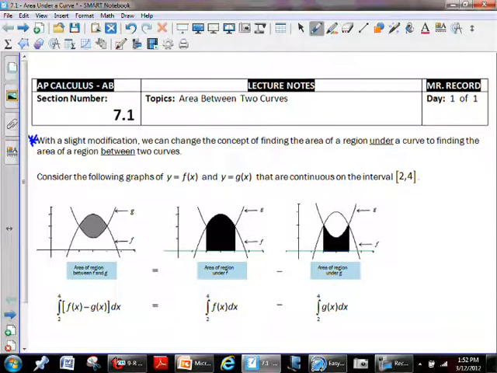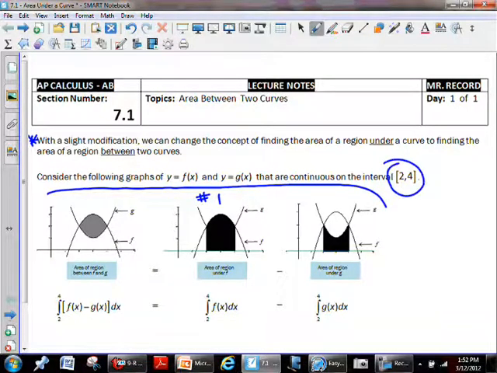Ooh, all right. So what we're going to do is consider the following graphs. The way I've got this presentation set up, it's probably better that we look at this middle one first. If we were going to find the area under the graph of f, the region under f, on the interval 2 to 4, we would just integrate the function f of x from 2 to 4, and then everything is taken care of, right? That would give us the area between the curve and the x-axis.